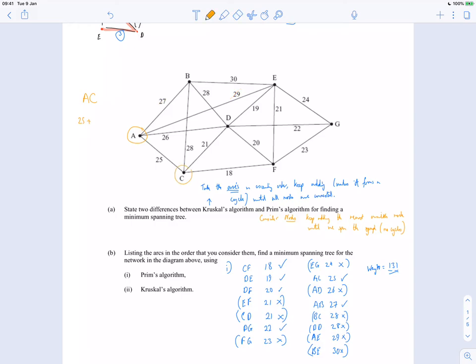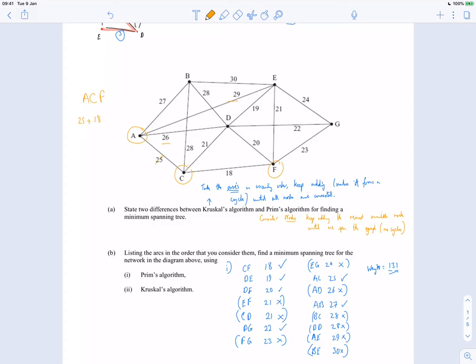We're now at C. What's the next nearest connector? Well, I've got 28, 18, 21, 26 still, 29, 27. I believe this 18 is going to be the next one. So that'd be F. So that'd be 18. So let's double check.